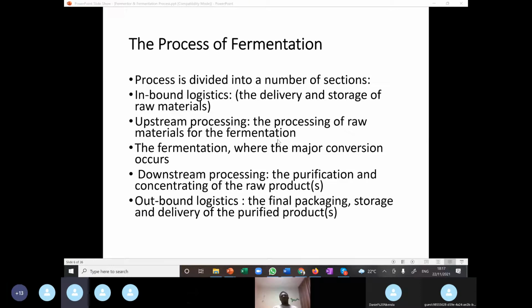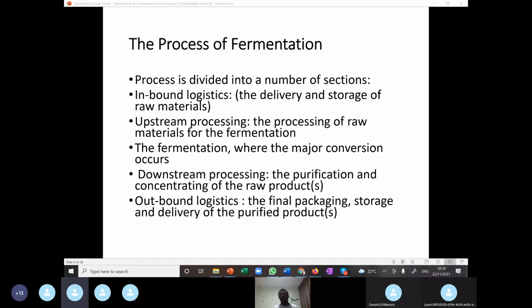I've just again highlighted the fermentation process here in words. We start with inbound logistics, which will include delivery, storage and maintenance of raw materials. We have upstream processing, which will include sterilization, pasteurization, deionization and so on, depending on what we have and what we need to do.